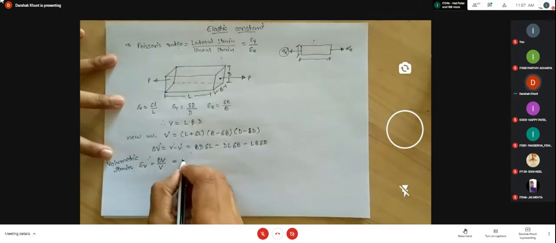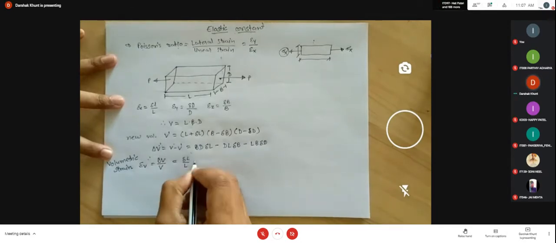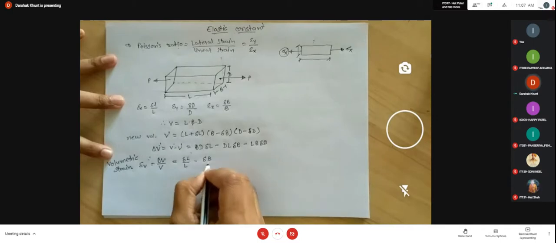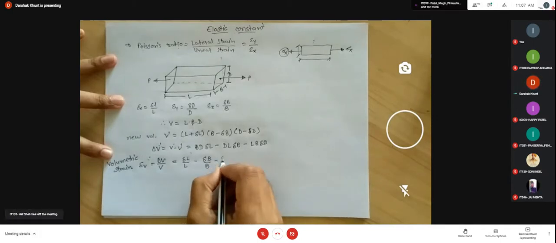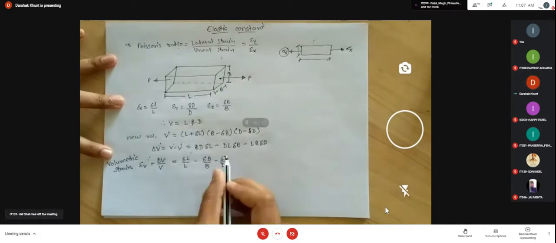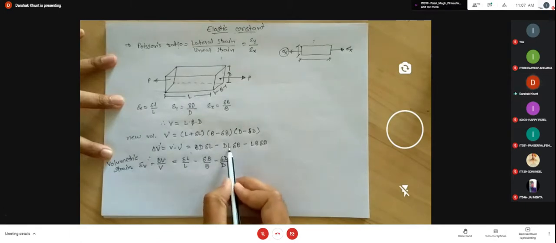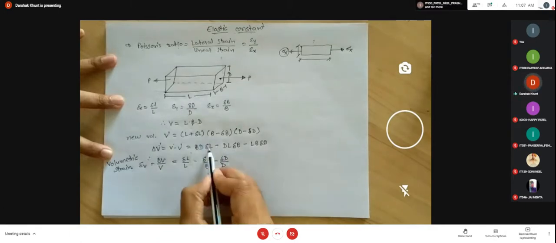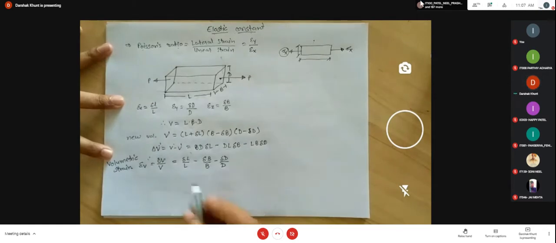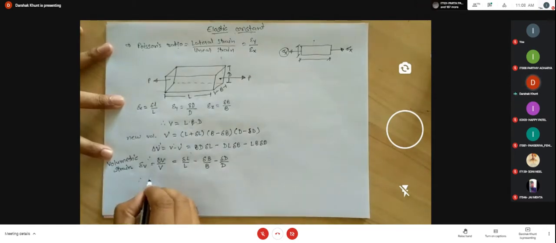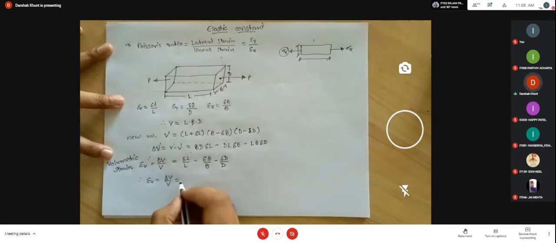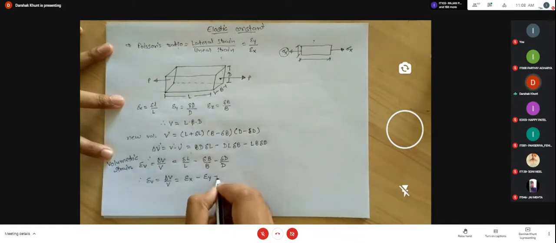So here we get delta L by L minus delta B by B minus delta D by D. Okay. If we divide these equations by LBD, so every term is divided by LBD, we get this. So now this is defined as the volumetric strain. So delta V by V is equal to, this is the strain in x direction, minus strain in y direction, minus strain in z direction.